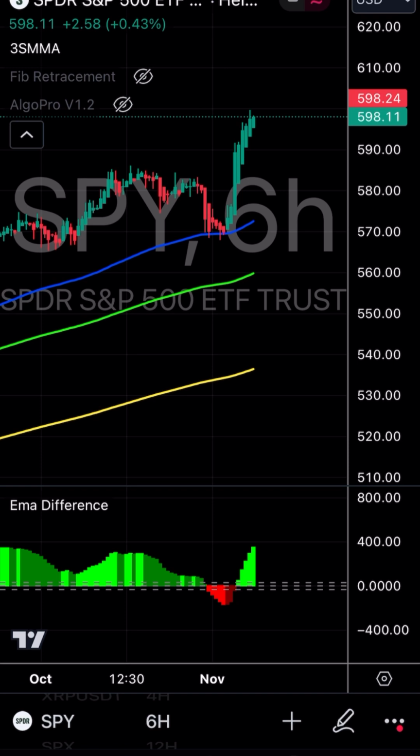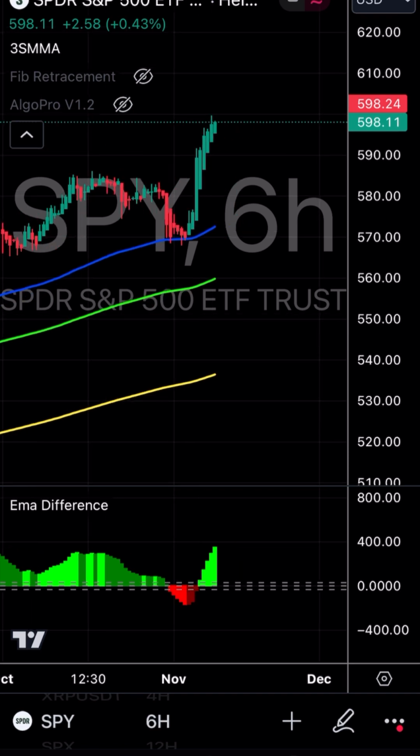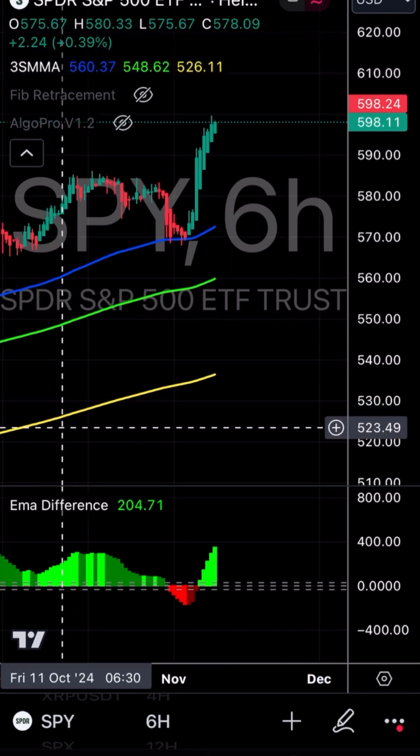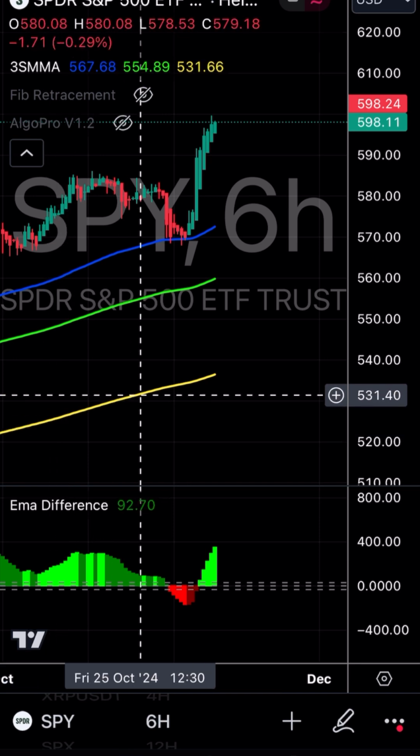We want to be just focusing on dips to below the zero line, and we want to see the moments where it turns into a light green.